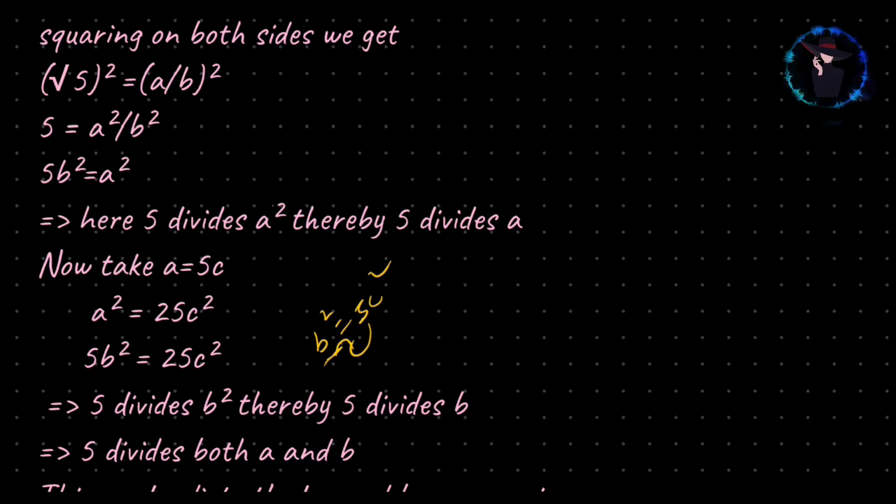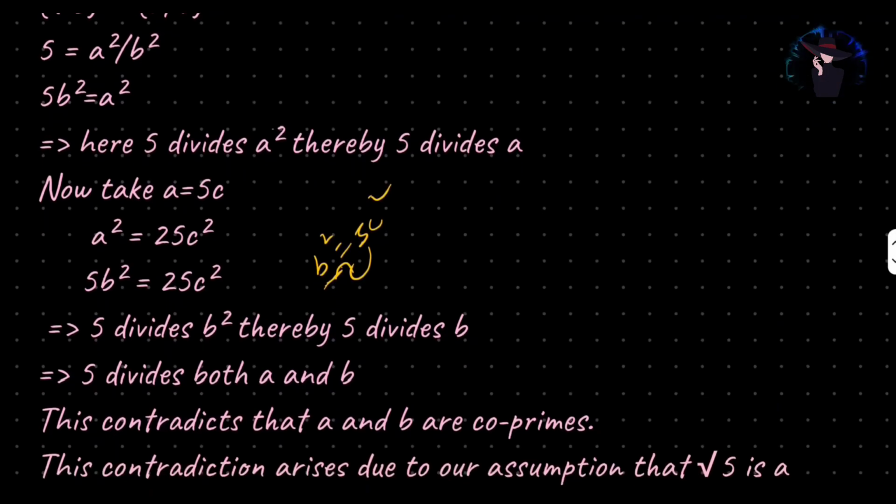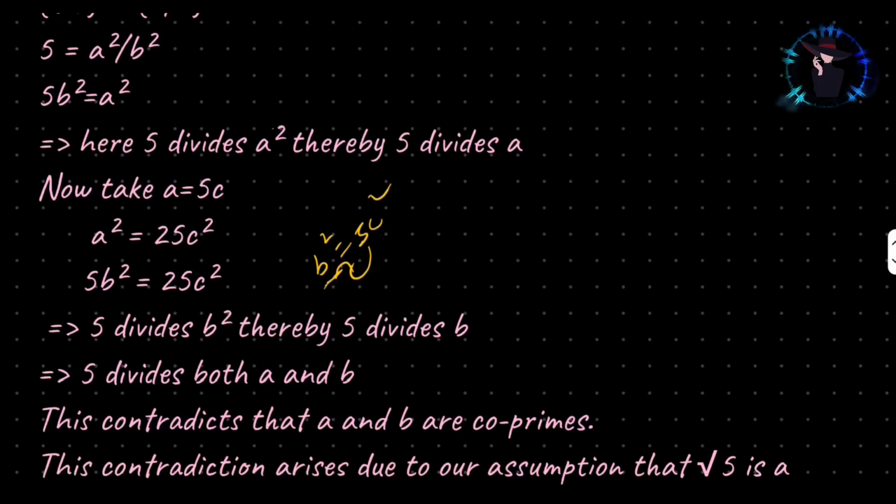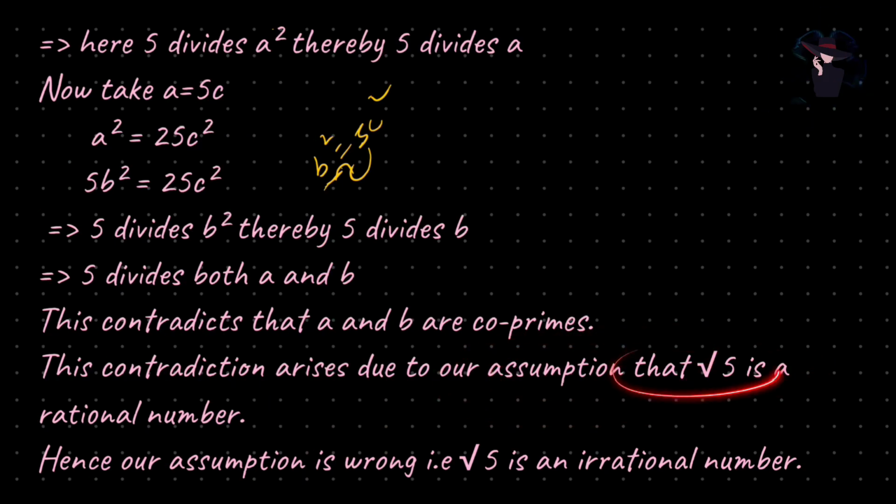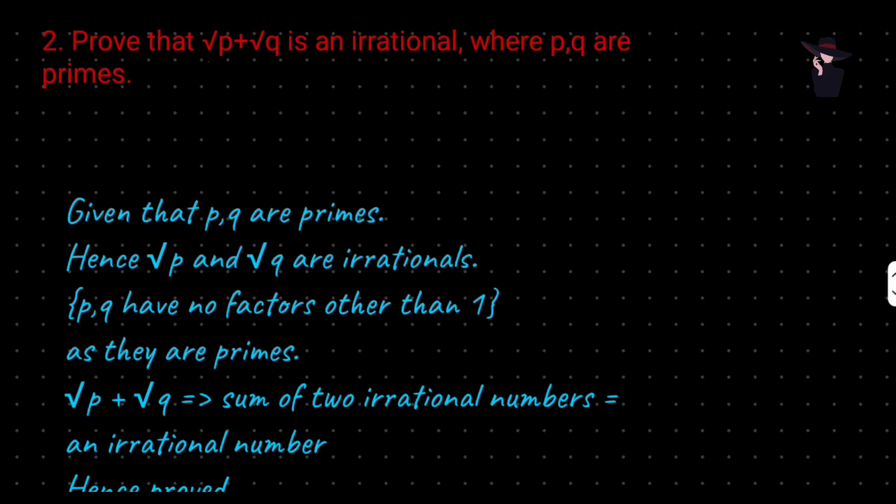What's the common factor here? We need a common factor that is co-prime. We have the common factor 5 which divides both, which is not a co-prime. So this contradicts the facts again. A and b are not co-prime. So our assumption is wrong and root 5 is not rational. It is irrational. Next question.